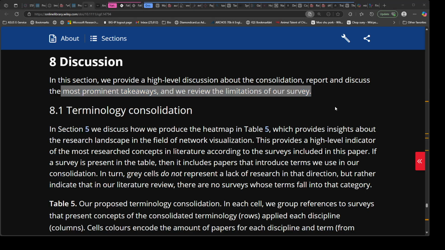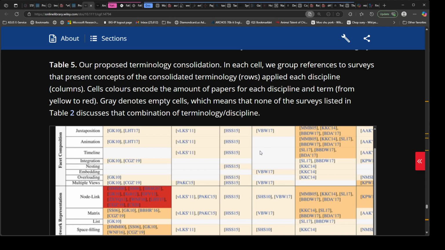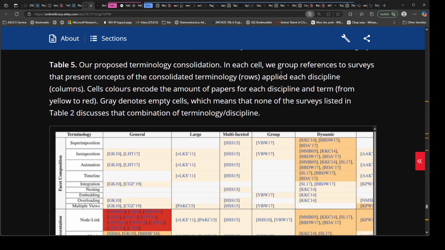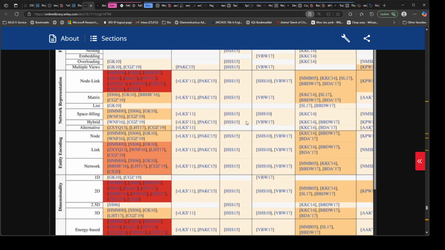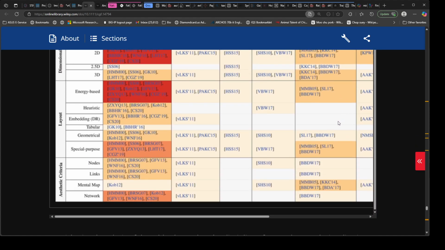If a survey is present in the table, then it includes papers that introduce terms we use in our consolidation. In turn, gray cells do not represent a lack of research in that direction, but rather indicate that in our literature review, there are no surveys whose terms fall into that category. Table 5. Our proposed terminology consolidation. In each cell, we group references to surveys that present concepts of the consolidated terminology. Rows: disciplines. Columns: terms. Cell colors encode the amount of papers for each discipline and term, from yellow to red. Gray denotes empty cells, which means that none of the surveys listed in Table 2 discusses that combination of terminology/discipline.